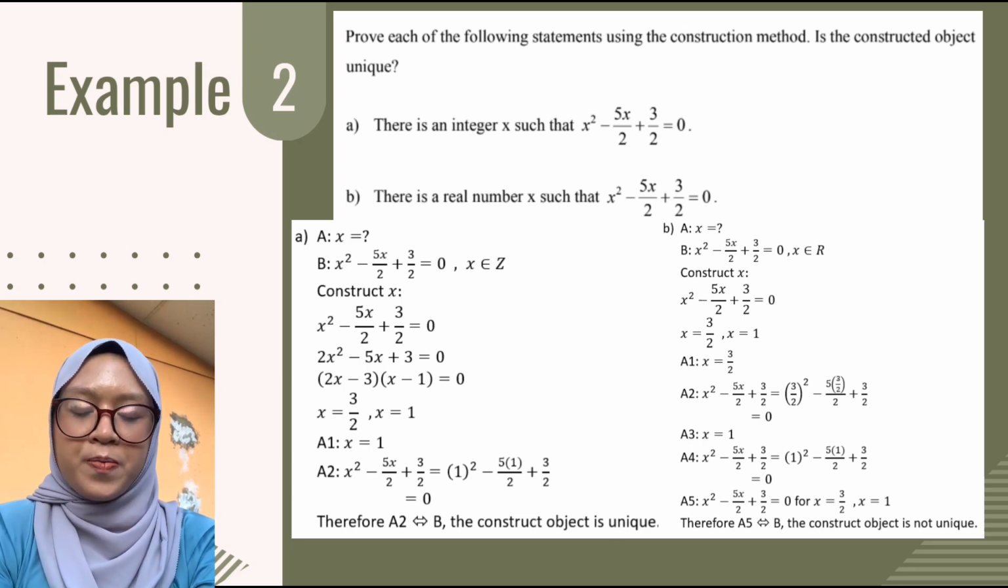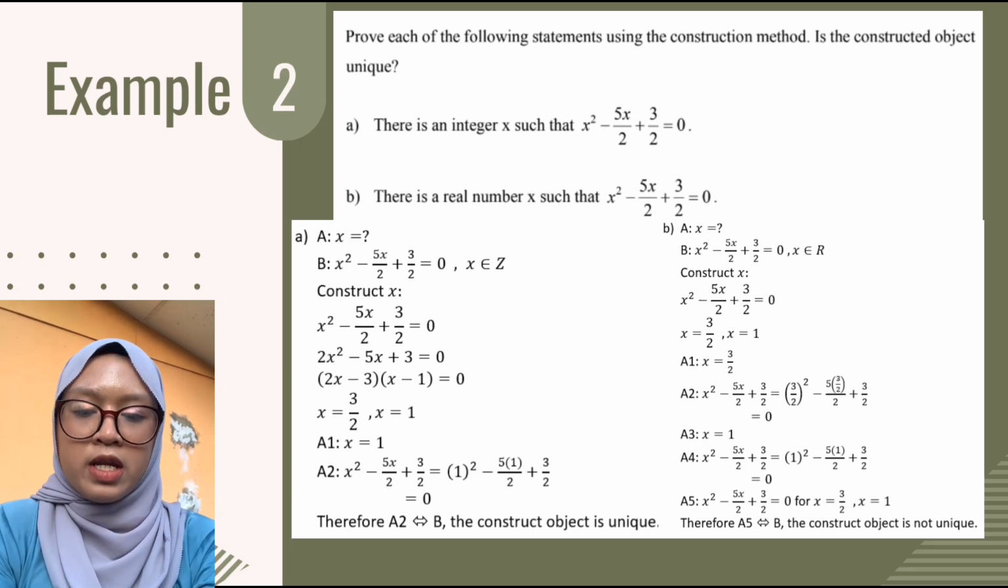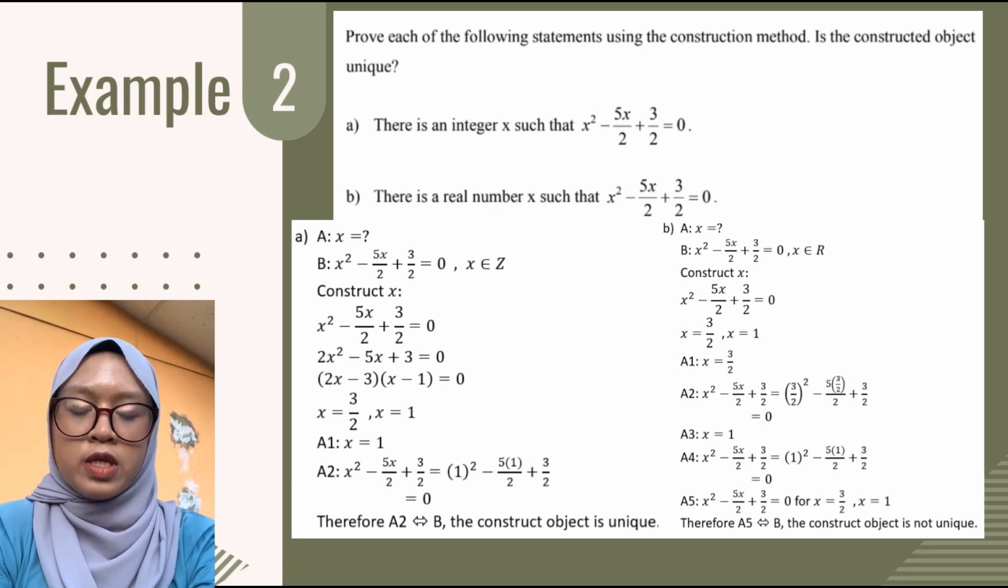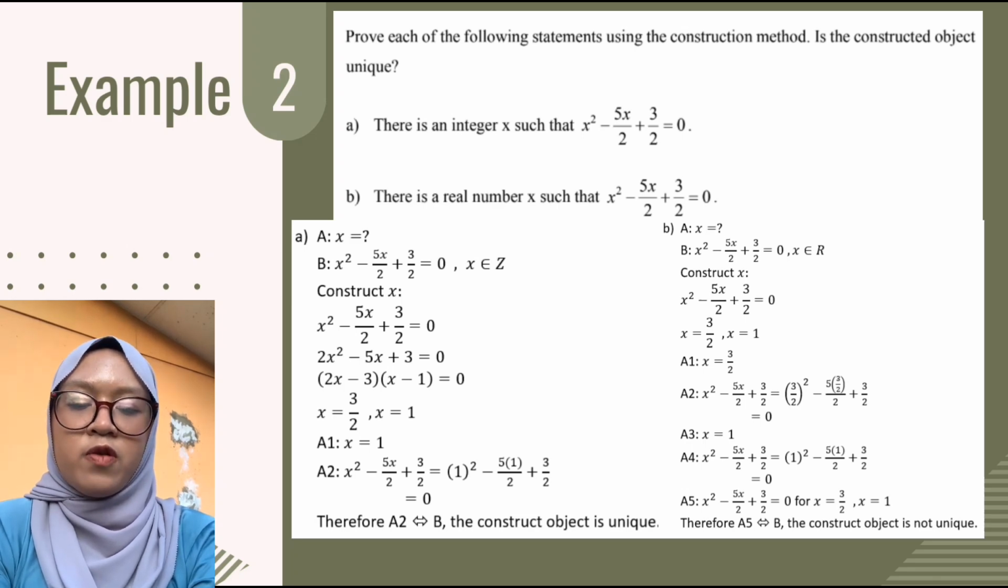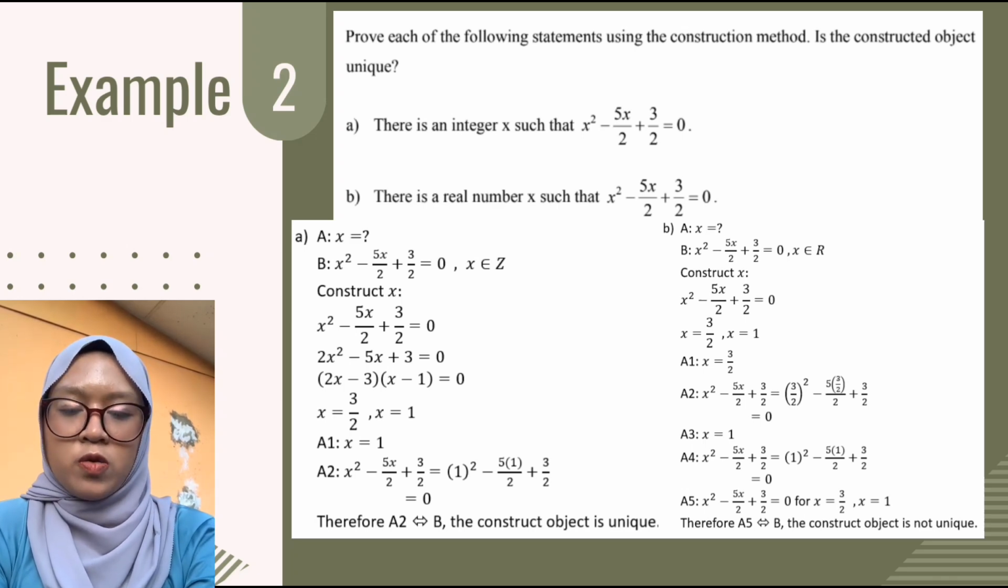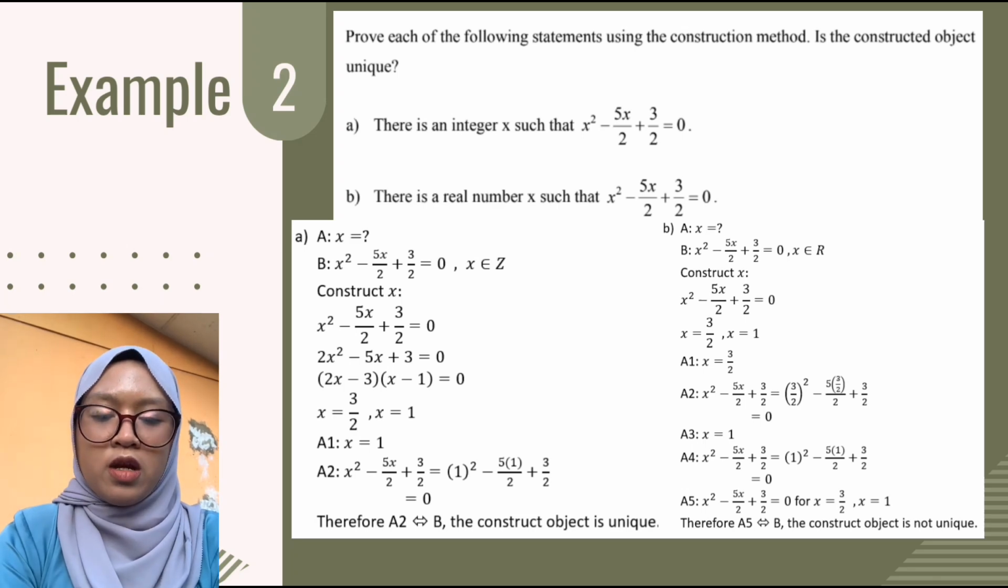Because we don't know what x is, we're going to construct x. We take x squared minus 5x over 2 plus 3 over 2 and multiply it by 2, so we get 2x squared minus 5x plus 3. After that, we factorize it, and we get x equal to 3 over 2 and x equal to 1. Because only one of them is an integer, we choose only x equal to 1. When we replace x with 1, we get 0. Therefore, A2 is equal to B. The constructed object is unique.